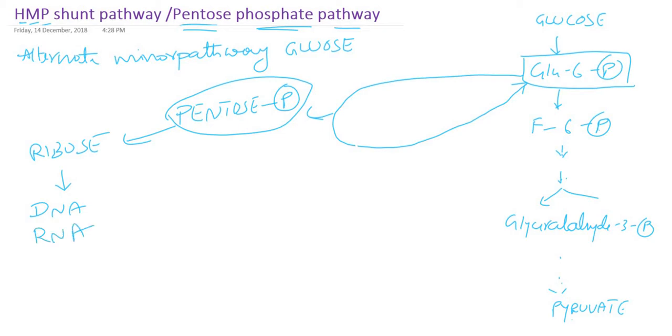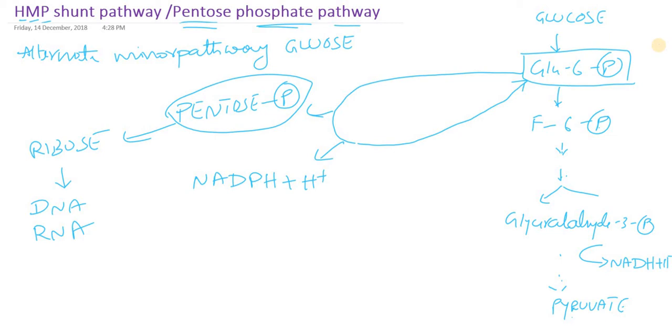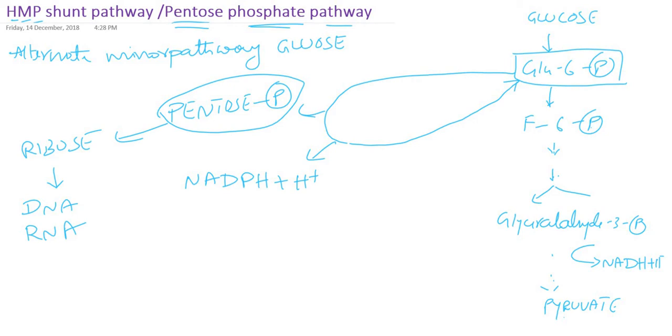Not only this, while doing this alternate or shunt pathway, it also produces NADPH. So far we have learned that in glycolysis and in the TCA cycle there is production of NADH plus H plus, our reducing equivalents. But the pentose phosphate pathway produces NADPH plus H plus.